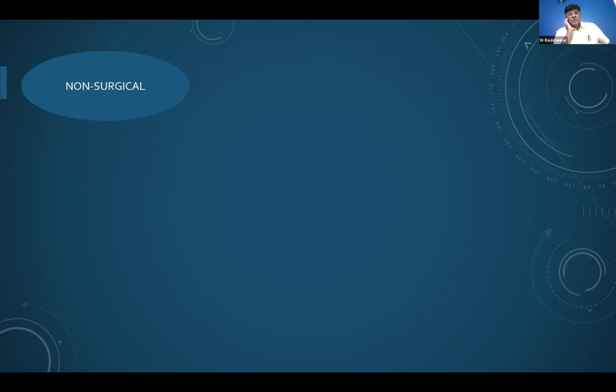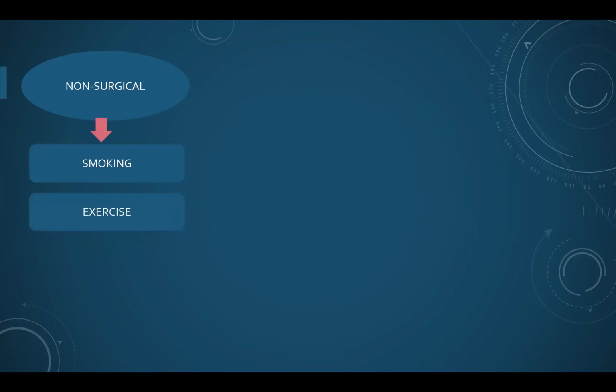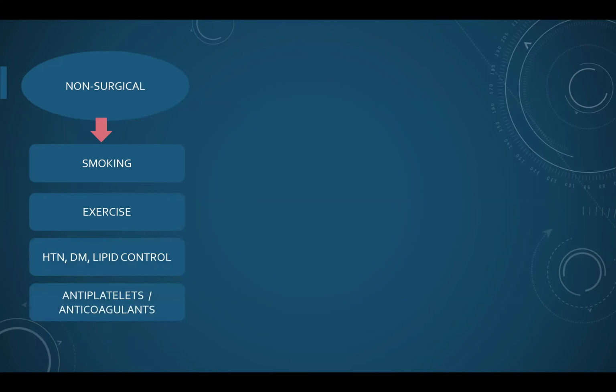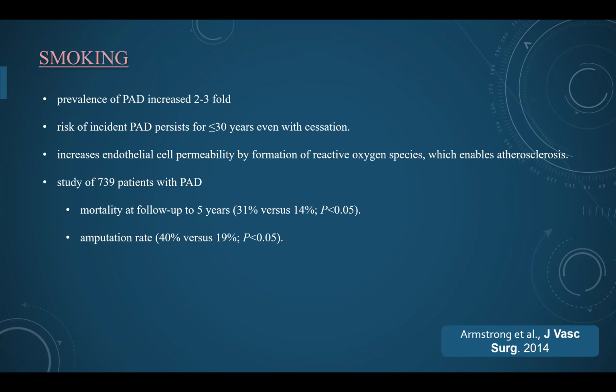So previously it used to be called critical limb ischemia. So the classification is acute limb ischemia and chronic limb threatening ischemia. Coming to the non-surgical part, we'll be treating the risk factors of smoking, exercise, hypertension, antiplatelets, and the use of peripheral vasodilators. We'll be going briefly about smoking.